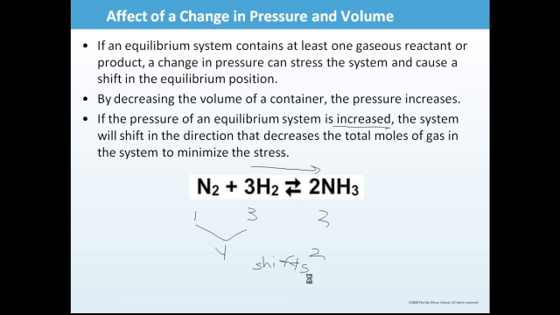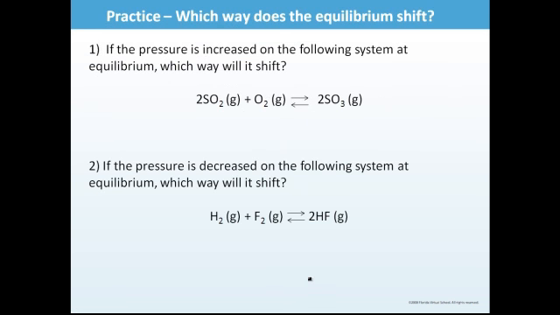All right, so again, let's look at a couple examples of this one. In the first one we've got sulfur dioxide reacting with oxygen, and that's producing sulfur trioxide. And it says, what if we increase the pressure? Well, again, we have to count the number of particles we have.